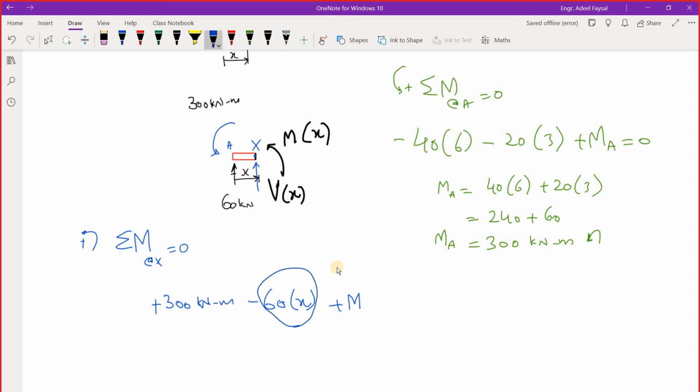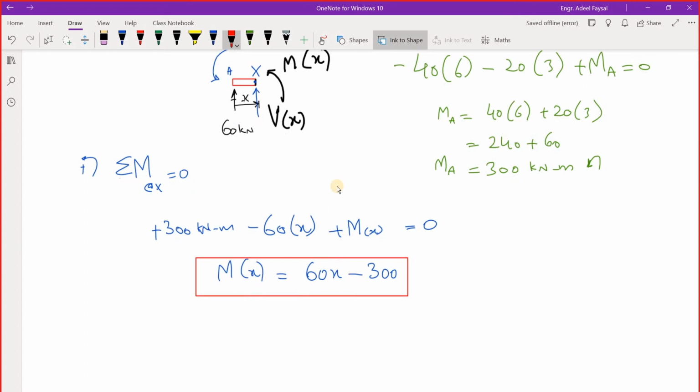This is 60 times x, 60 multiplied by x, but this is just to say that m is a function of x equal to 0. So now mx is equal to what next? Summation of vertical forces. Summation of forces along y direction, treating upward positive. So we will write 60 because 60 is upward, so we treat upward positive, so that's why it is positive, kilonewton.